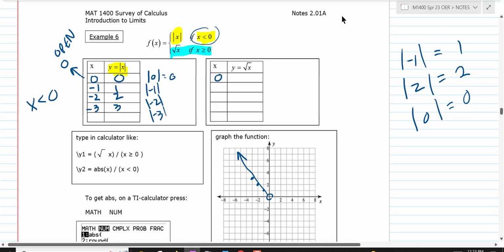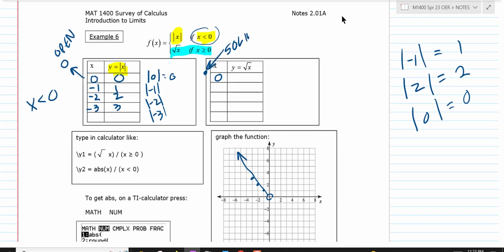Is that going to be a solid dot or an open dot? Solid, good, okay? So that's how that goes. And then we just pick numbers bigger than 1. Now, it's a square root, so I'm not going to pick 2. I'm going to go to 4, just because square root of 4 is 2. If you pick 2, I don't care, that's fine.